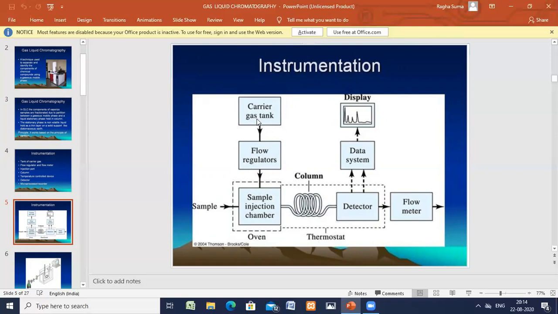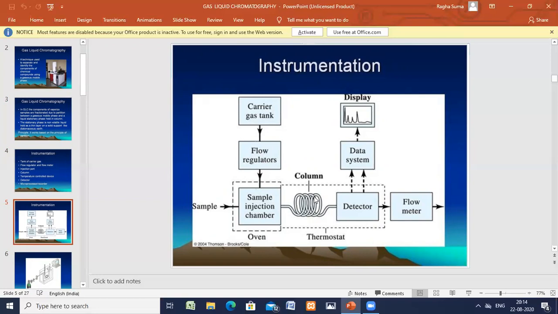Okay, so carrier gas, gas regulators, the flow regulators, and then the sample injection port. Also the reference flow meter will be there for some of the instruments. All these go through the column and the sample detector.